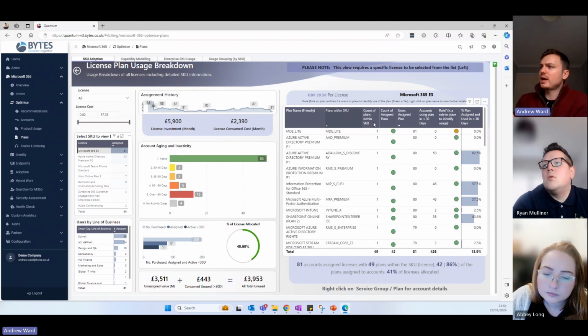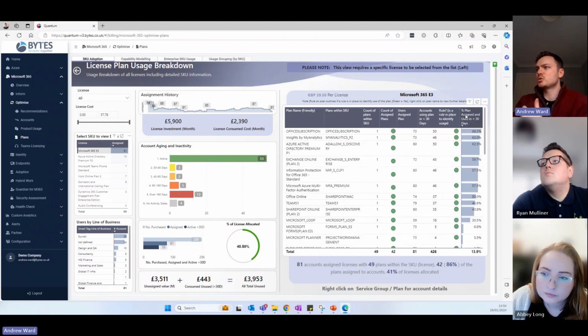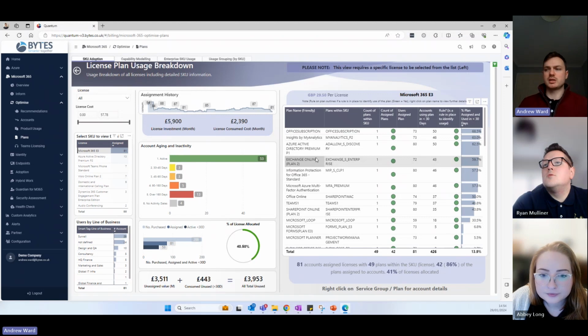So over here on the right-hand side, if we filter it from a planned consumption within the last 30 days, looking at all of our E3 users in our organization, we can look at how many of them have used certain plans sitting within that SKU. And what we firstly start to see are particular trends. We start to see which products within our organization our users are using most.